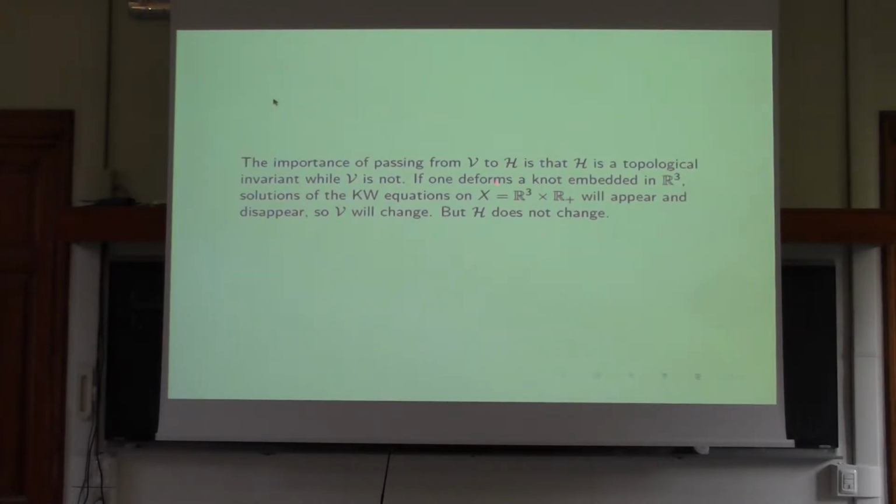The importance of passing from V to H is that H is a topological invariant that only depends on the knot, and not the way it was embedded in R3, but V is not. If you deform a knot that's embedded in R3, solutions of the KW equations will appear or disappear, so V will change, but H will not change. H will be an invariant of the knot.